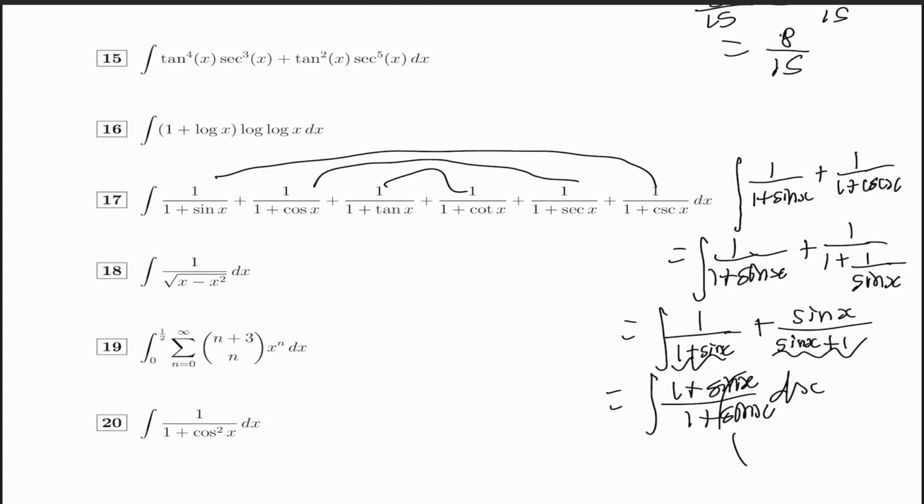So what we actually notice is when we have 1 over 1 plus some x and 1 over 1 plus 1 over x, that's going to be equal to 1. And how many of those do we have? Well, we have sine and cosecant, we have cosine and secant, and we have tan and cotangent. That's exactly 3. So all we need to do is integrate 3 in the x world, and that's going to be 3x plus c.